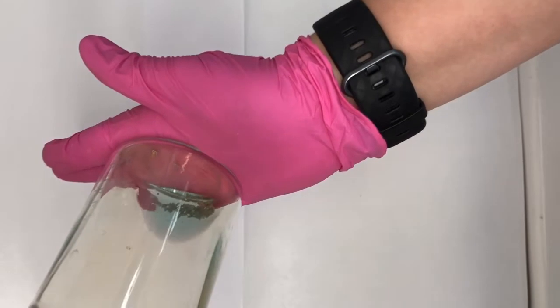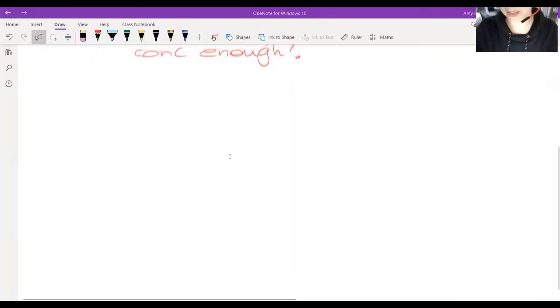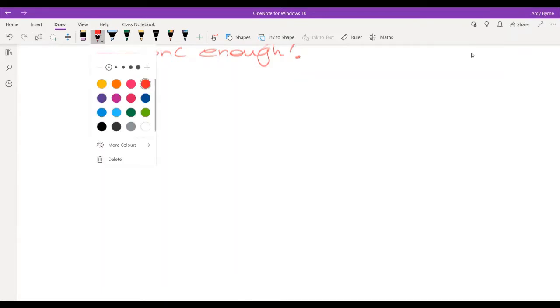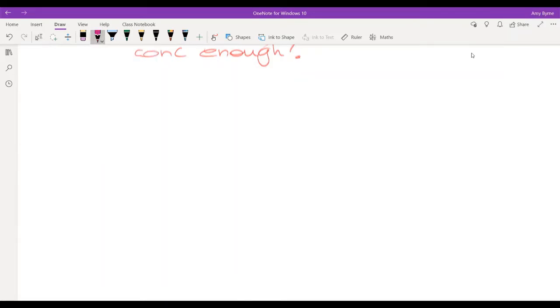And you can see that that solution, in even that very short amount of time, is starting to get that stereotypical copper blue colour. So what that quick little trial did is it established that my nitric acid was concentrated enough to generate NO2 gas.